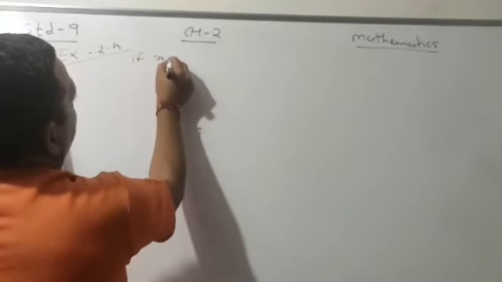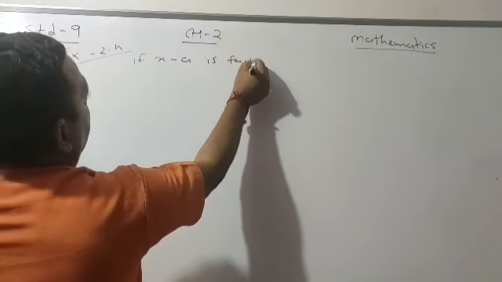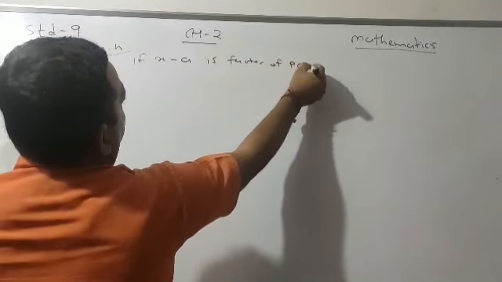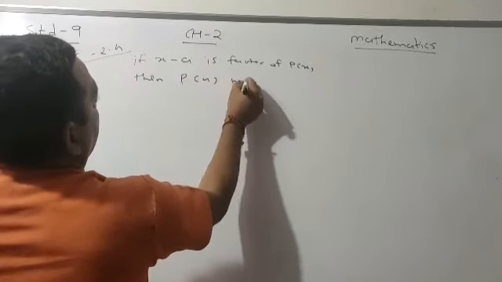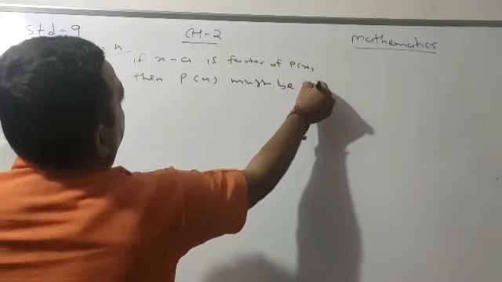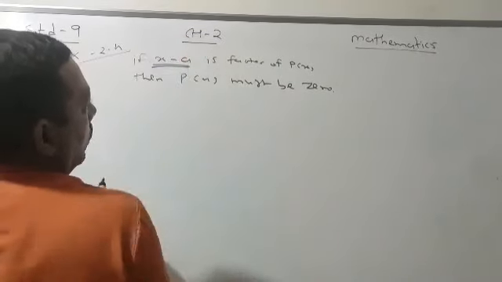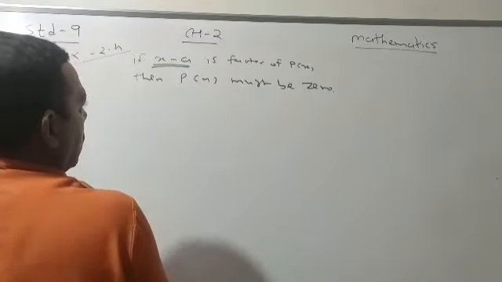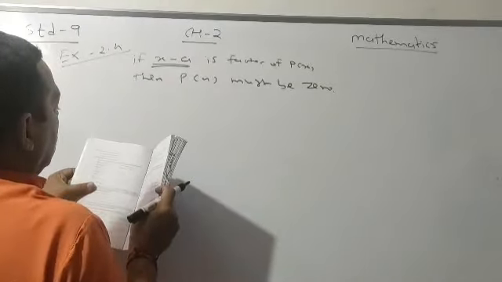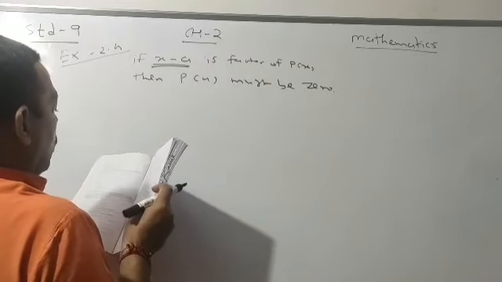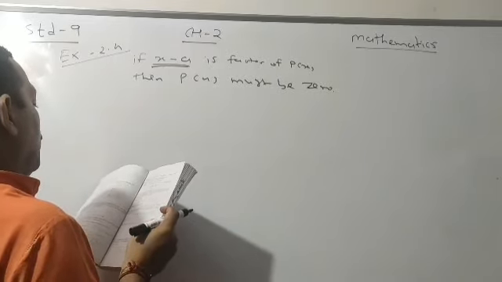If x minus a is a factor of the polynomial p(x), then p(a) must be 0, right? Because we know that if x minus a is the factor, we substitute x equal to a, and definitely we get the answer 0, the remainder is 0. So in this case, the factor is x minus 1, that is given. So we'll substitute x equal to 1 in the polynomial, and we consider directly the answer is 0 because the remainder is 0.